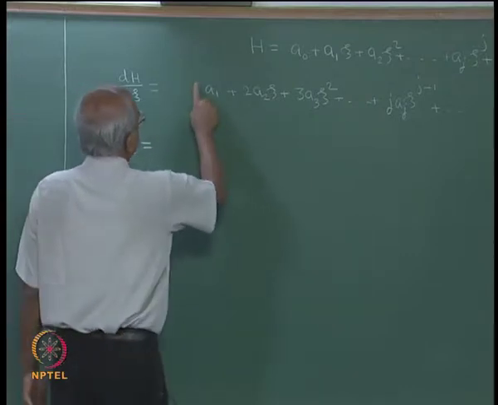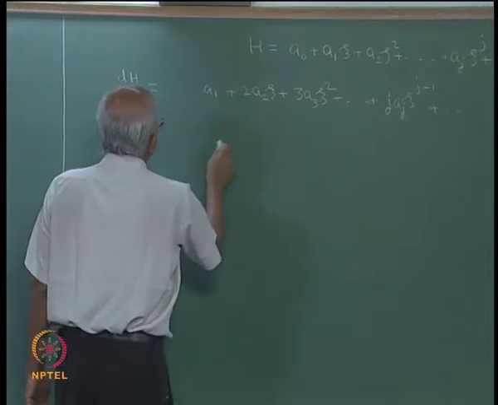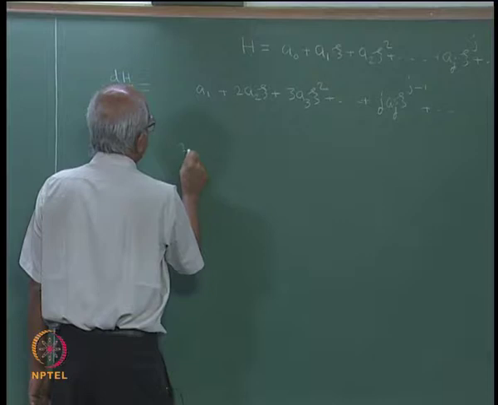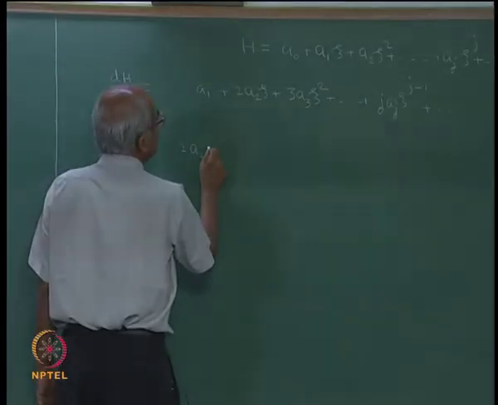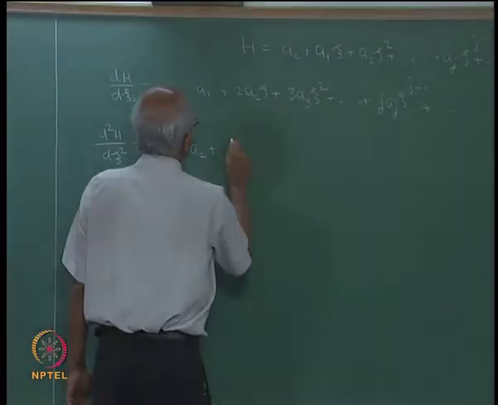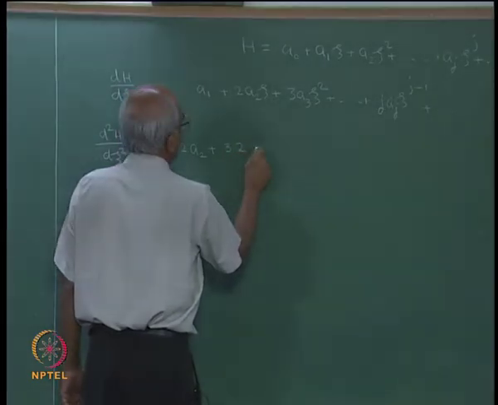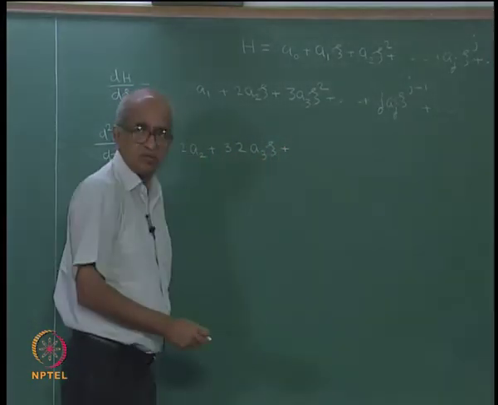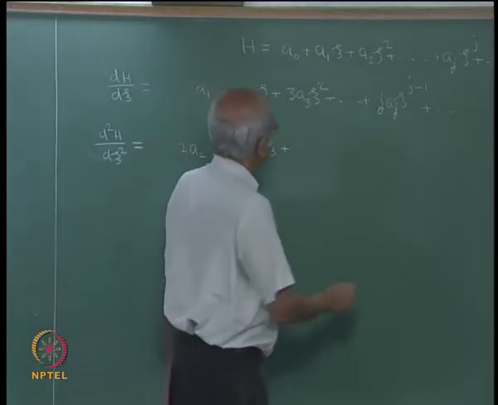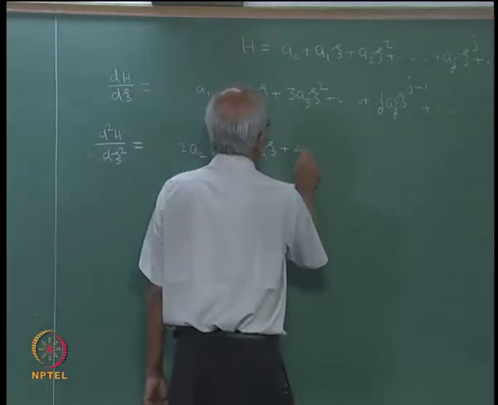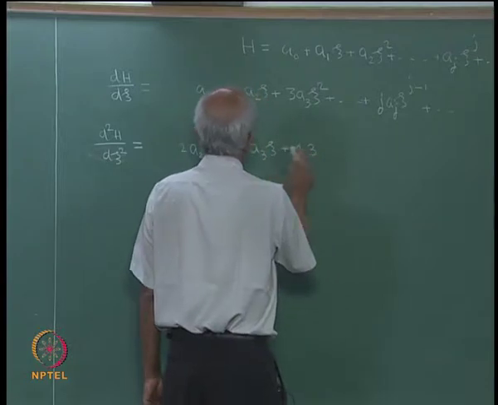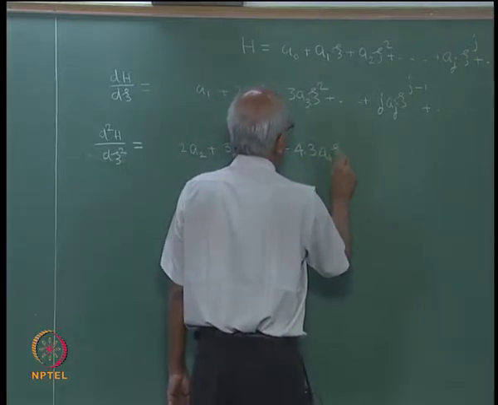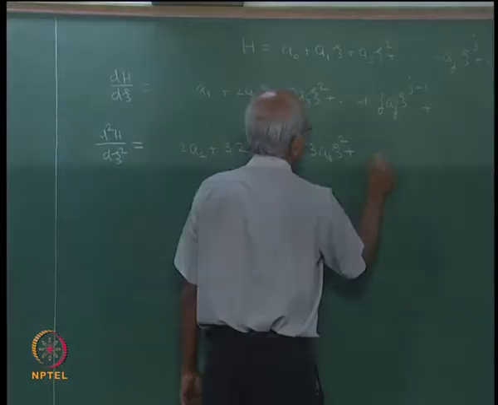Well, when you calculate the second derivative, this term actually goes. So, therefore, you are going to have the first term as that one, you are going to get 2a2 plus 3 into 2a3 c plus, what will be the next term? It is going to be 4 into 3 a4 c square plus etc.